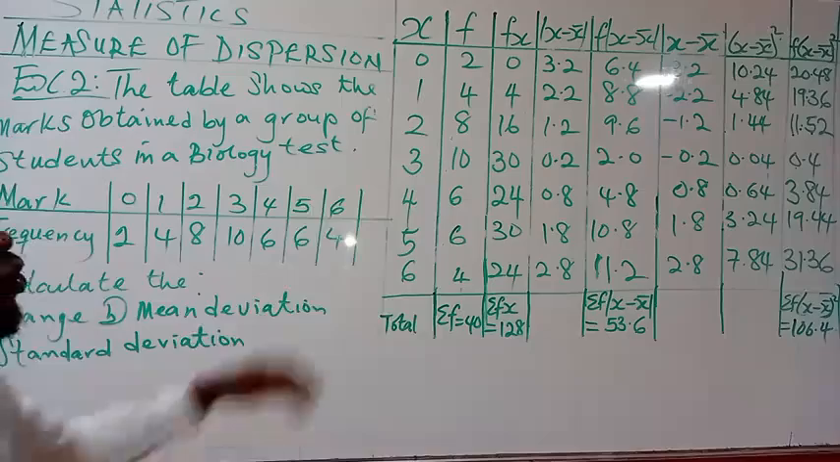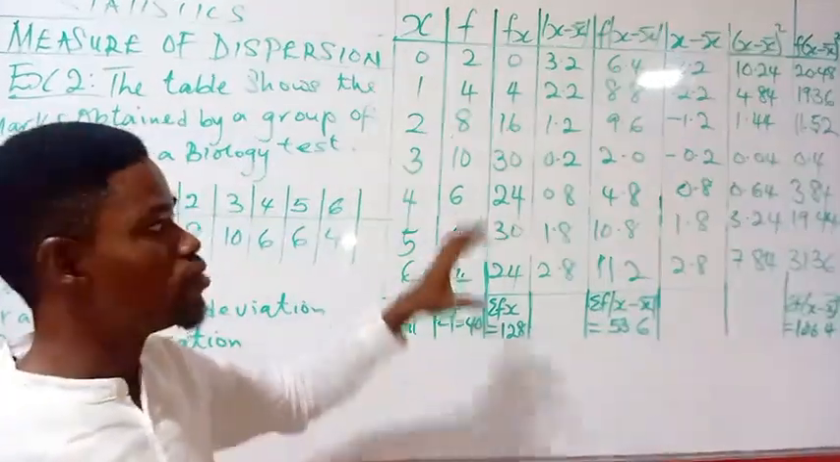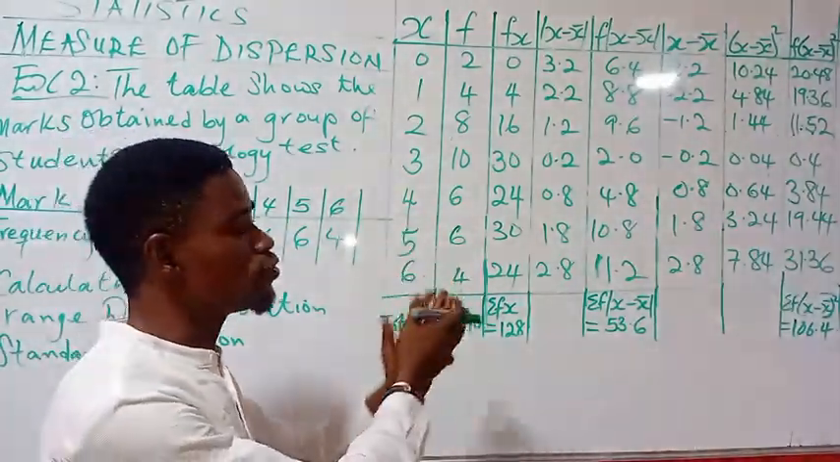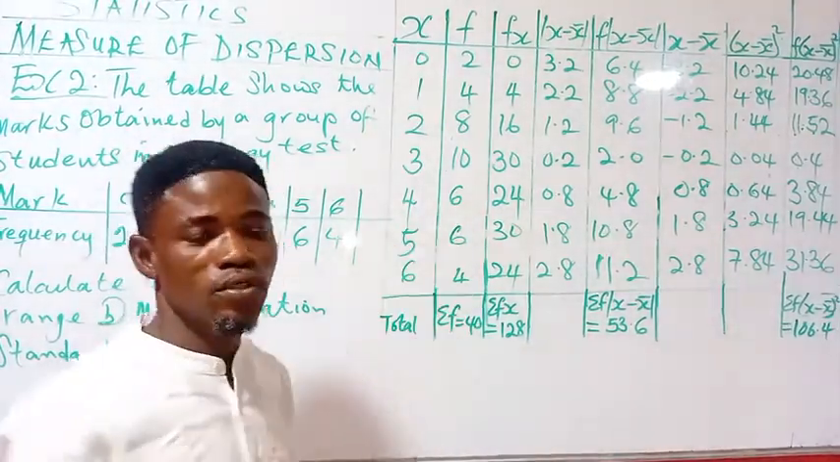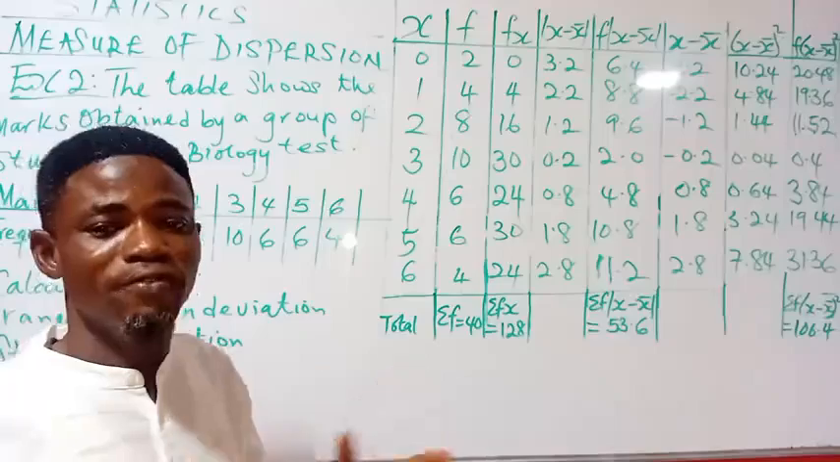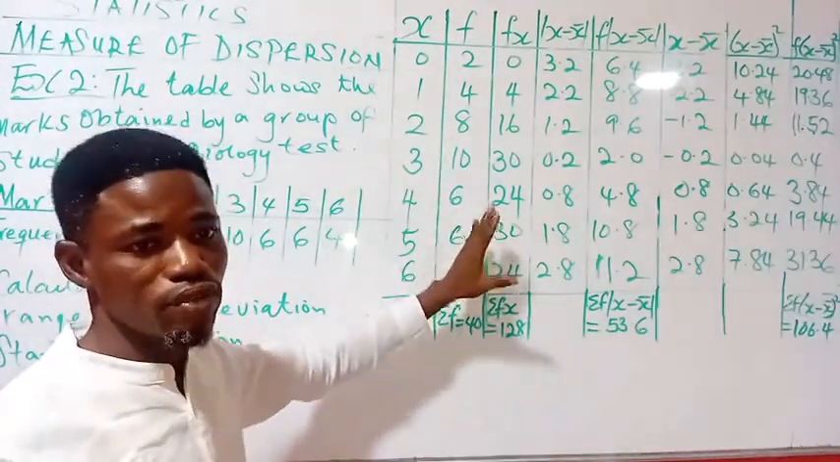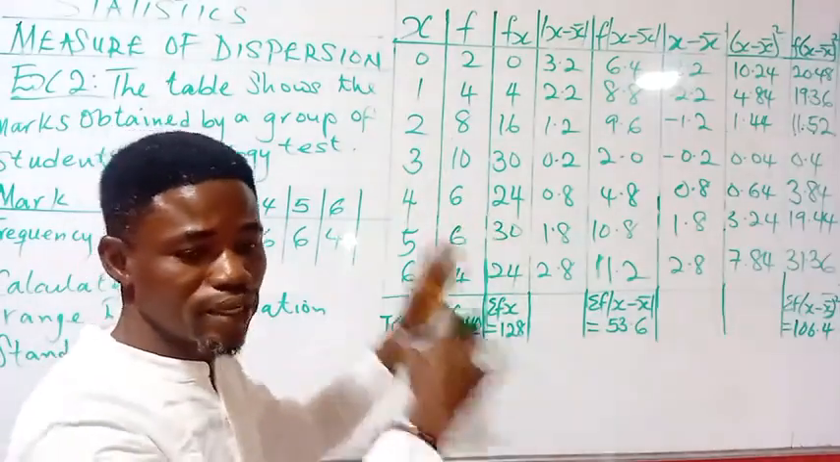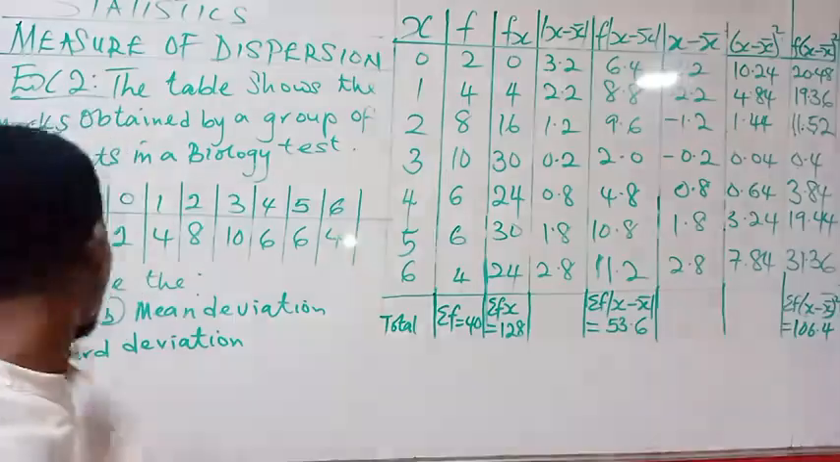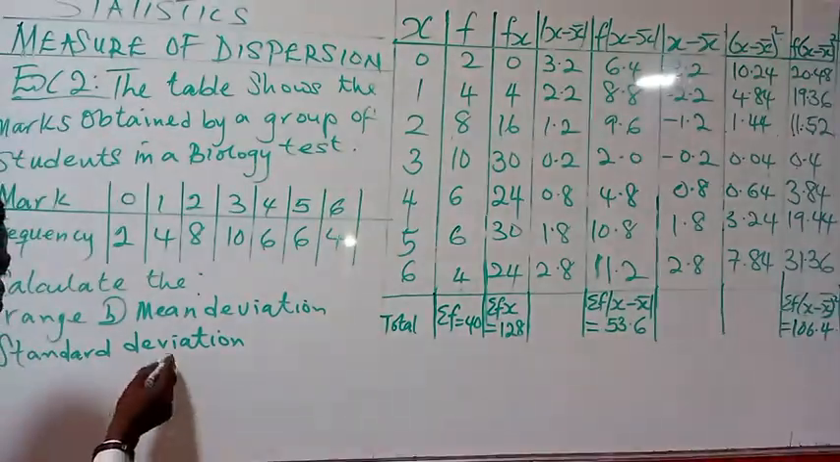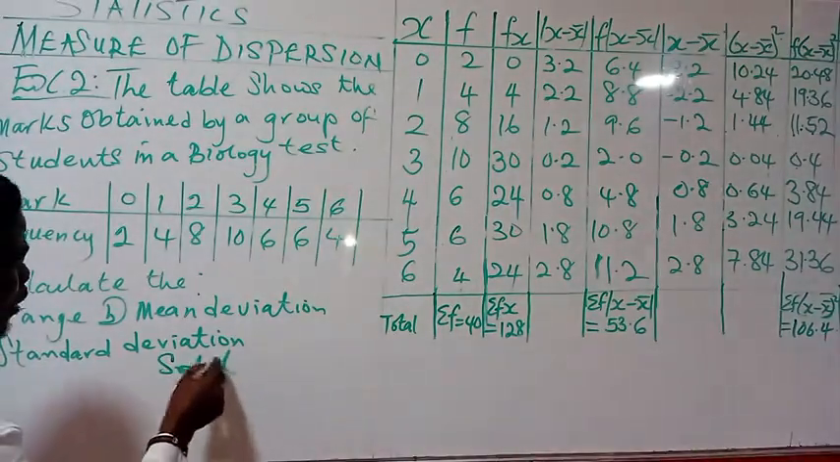Now if you look at this table, I purposely solved it so that I will not have a long video, but I'm going to explain the table in detail so that you have a better understanding of it. Now, what is the first question? We have to calculate the range. How do we calculate range?